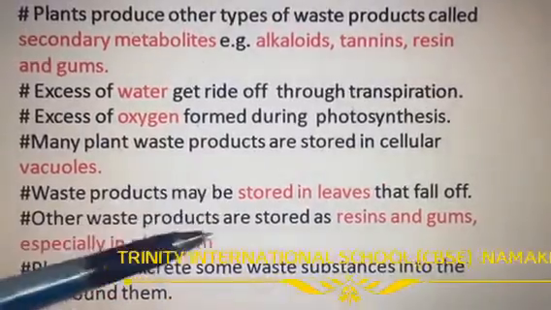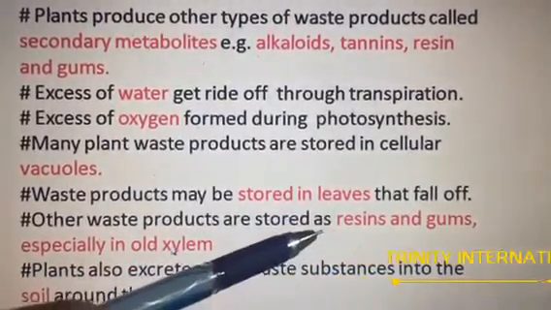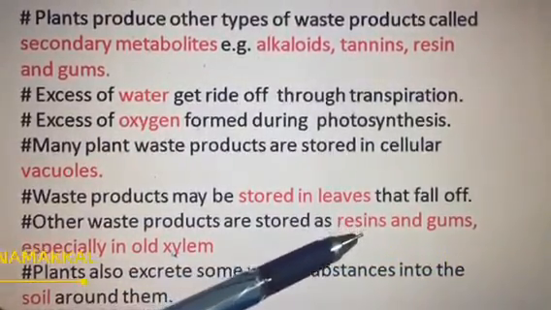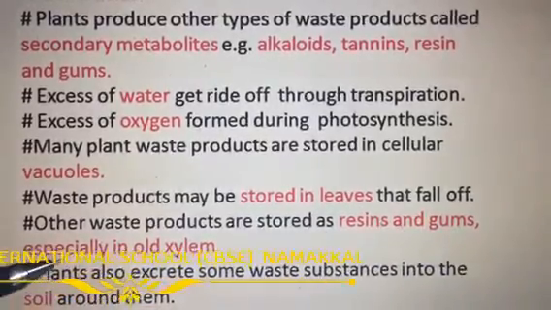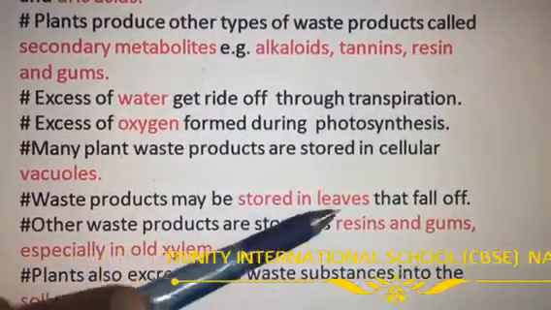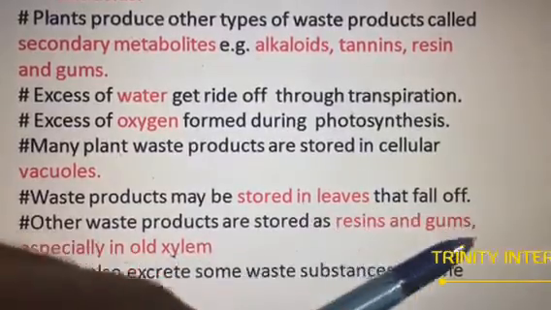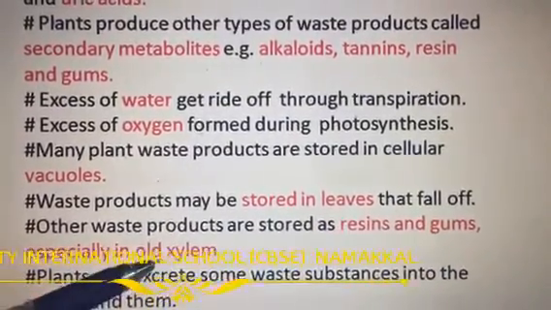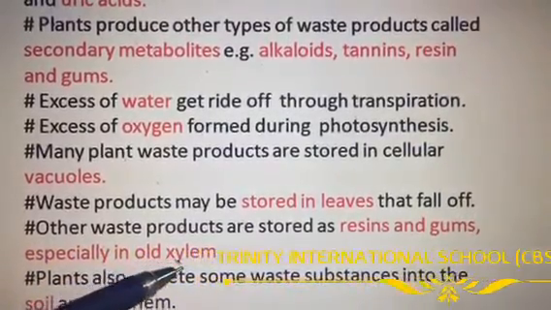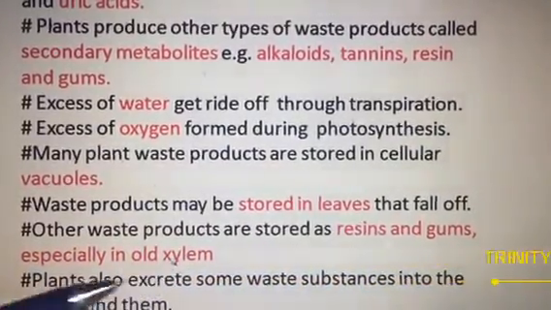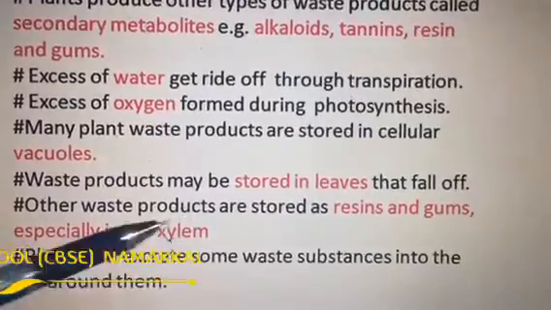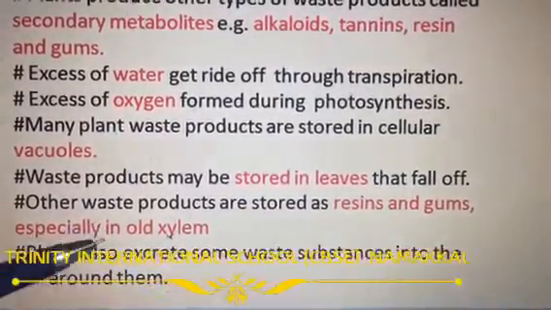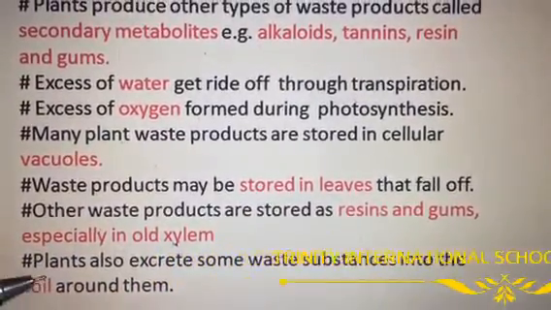The other waste products are stored as resins and gums, especially in old xylem. These are the secondary metabolites or waste materials, and they are stored in the old xylem. Okay, it is very important: old xylem. The resin and gums are stored in the old xylem.